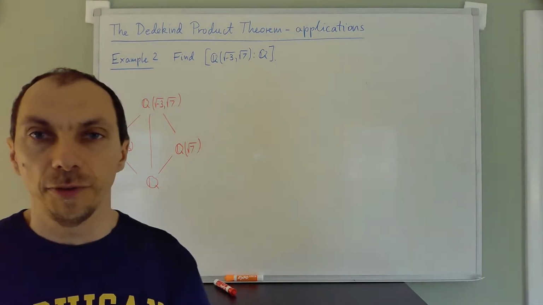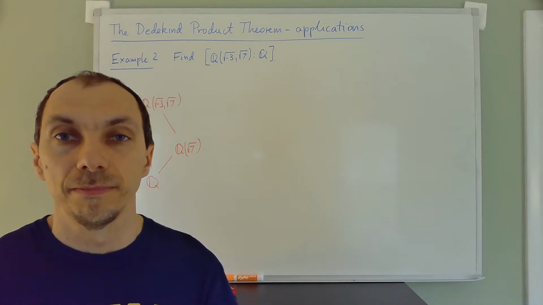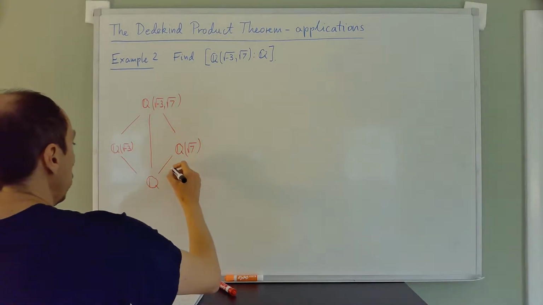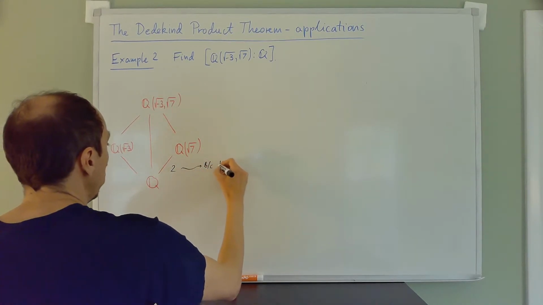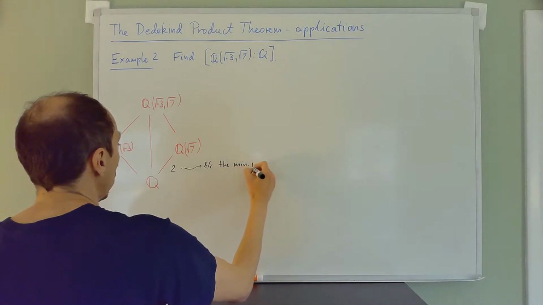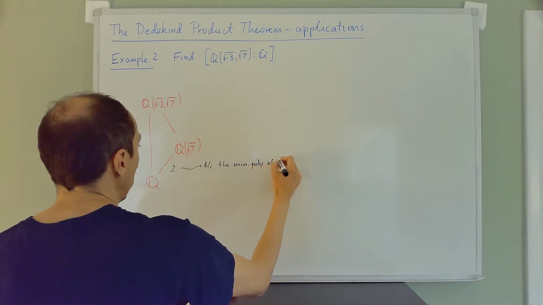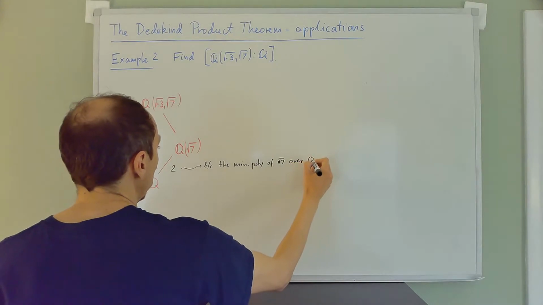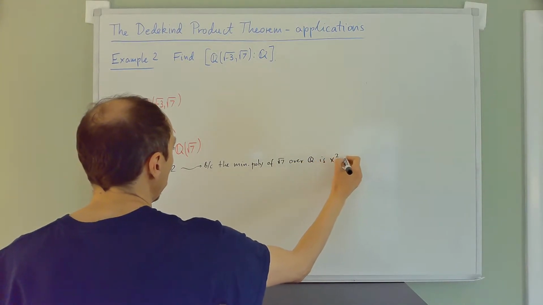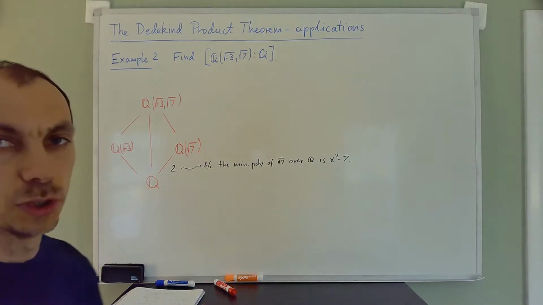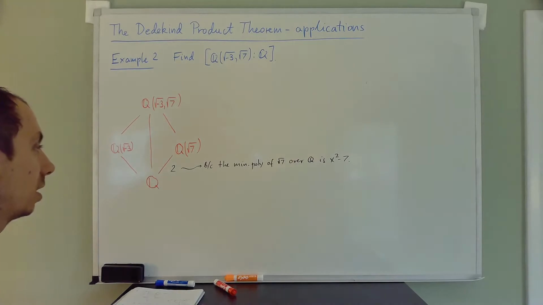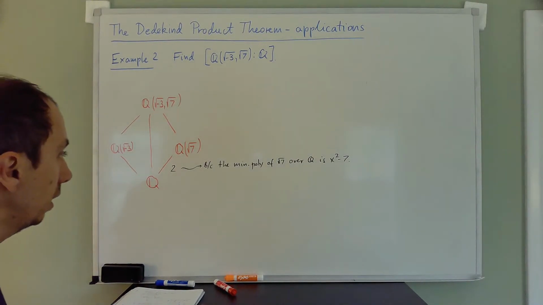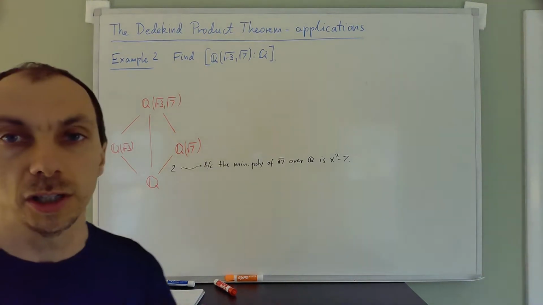So I first notice that the degree here is 2. Okay, and you already know why, because the minimal polynomial of radical 7 over Q is x squared minus 7. This polynomial is irreducible, and it has radical 7 as a root, coefficients in Q, and is monic. So that's the minimal polynomial.